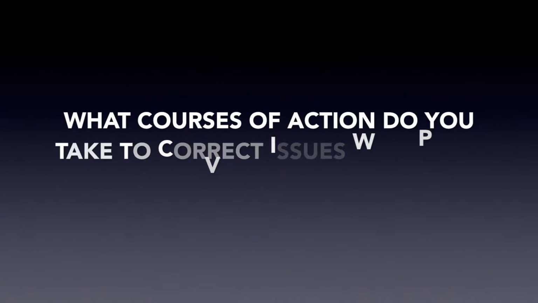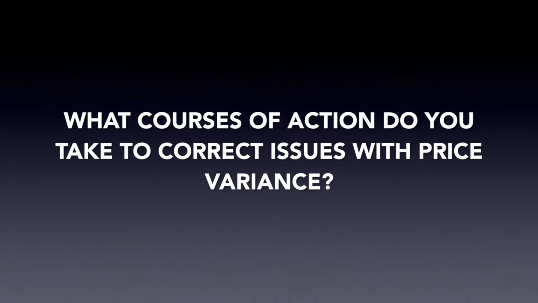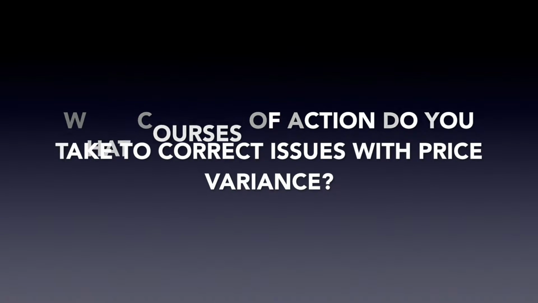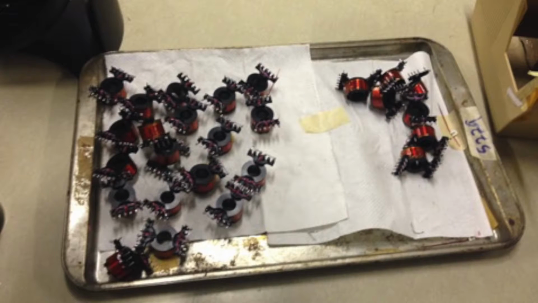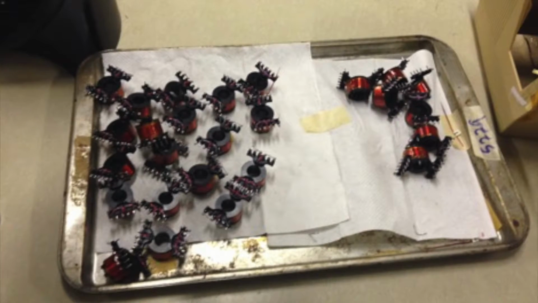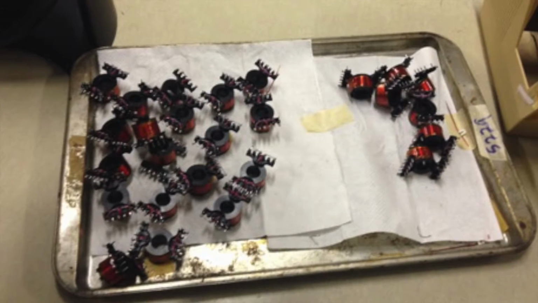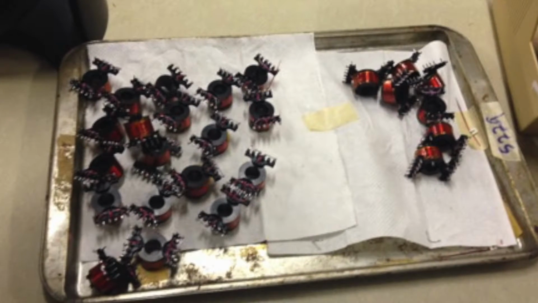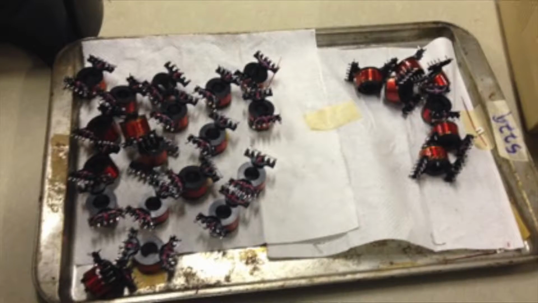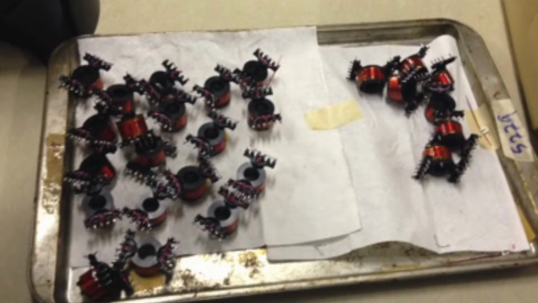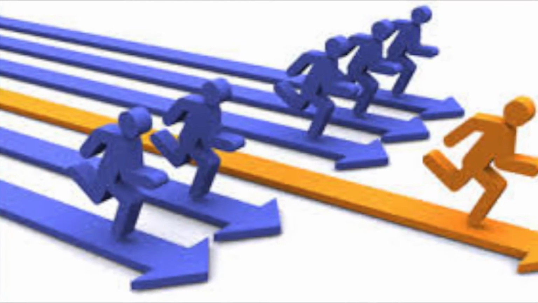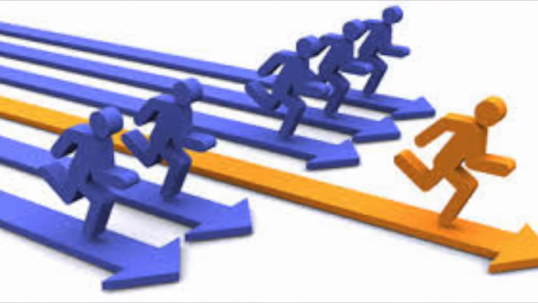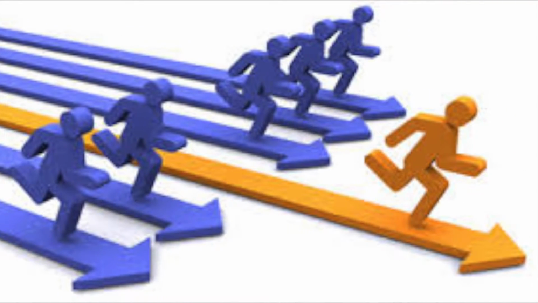So what courses of action do you take to correct or rethink problems with price variance? First, we try and sit down with the operators who actually worked on the part, and we ask them what challenges they faced. Do they need new tools? Do they need new tooling? Better lighting? Is the person next to them maybe better suited for this job than they are? Everybody around here is not created equal.